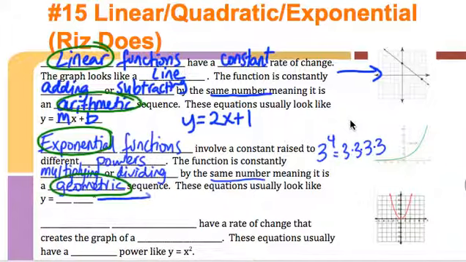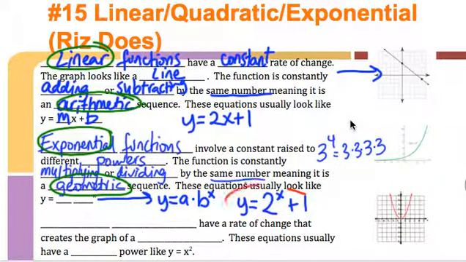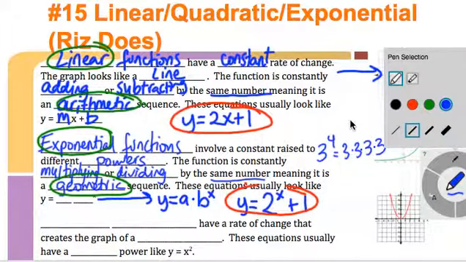So these equations look something like y equals a times b to the x power. So if I was going to use these same numbers, 2 and 1, to create an equation, it would not be y equals 2x plus 1, it would be y equals 2 to the x power plus 1. So notice the difference between this and this right here. Okay?